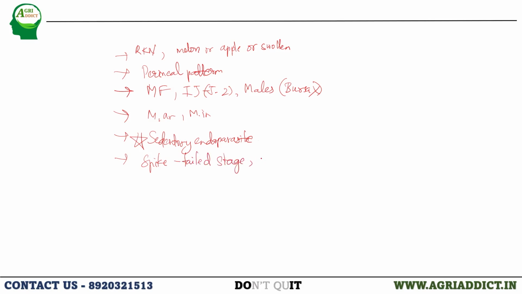and how many days it will take? Normally 25 days at 25 to 30 degrees Celsius. That means 7 to 8 generations can be completed within a year. And one more important point is J2 is the infective stage. These are all important from today's lecture.